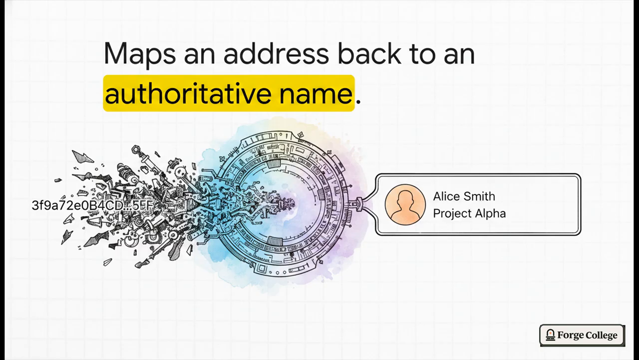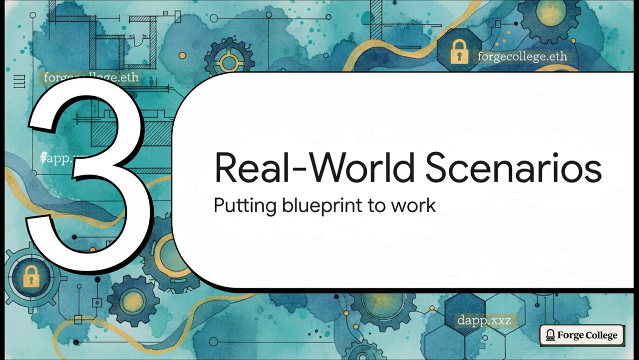Instead of a user staring at some scary, completely unreadable 20-byte hex string, they get a friendly, readable name. It completely changes the user experience. Section 3, real-world ENS scenarios. Let's put this blueprint into practice.